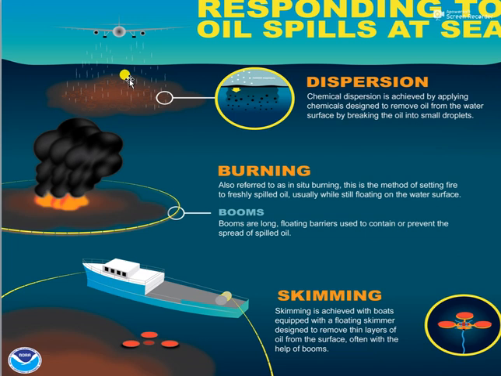Then another method is skimming. Skimming is achieved with boats equipped with a floating skimmer designed to remove the thin layers of oil from the surface, often with the help of booms. So there will be a boat, and across the boat there will be certain booms applied, and in between you can see these red color things. These are the skimmers. These skimmers will absorb all the oil from the surface.